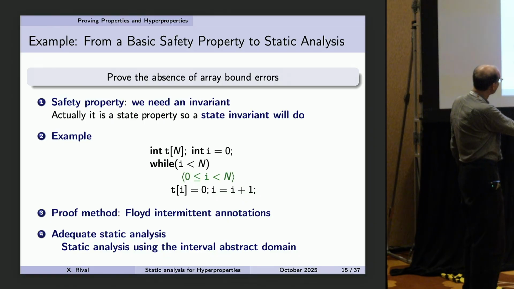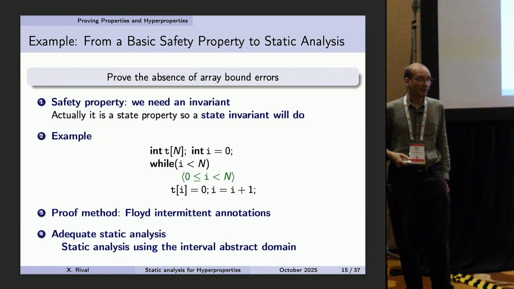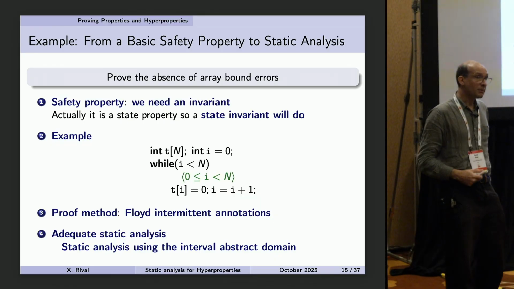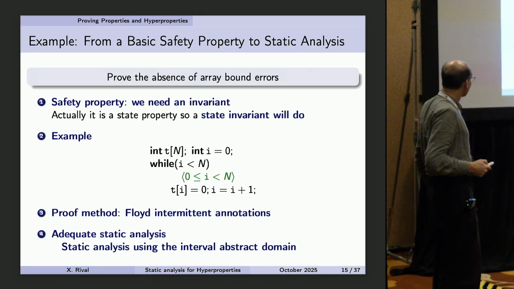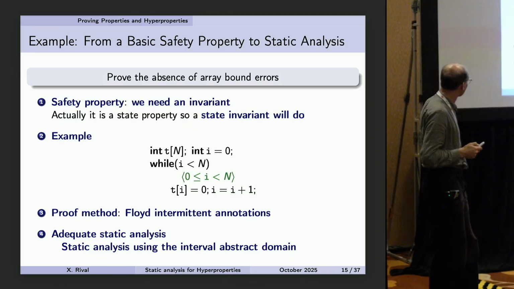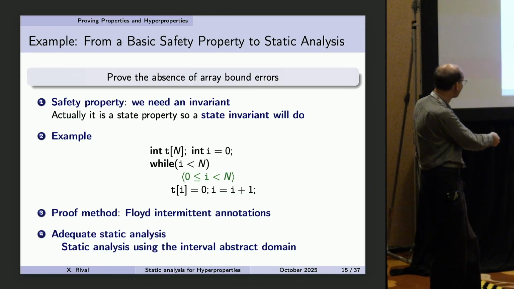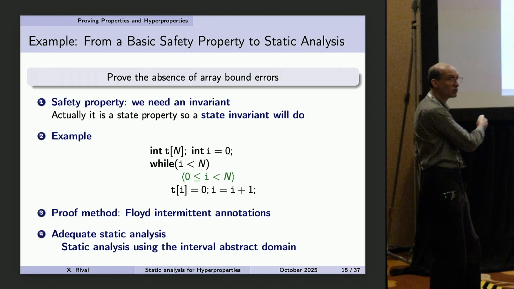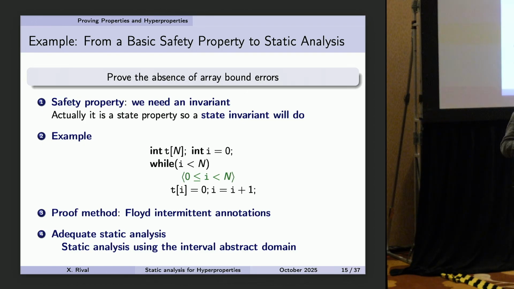So I have to show in this invariant in green that I is between 0 and A. I can do this on paper once or twice, but that's quite boring. I know that since the 70s, almost 50 years ago, people have designed interval analysis that will essentially compute that. Now let's try to go through the same approach for slightly more complex properties and see what happens.